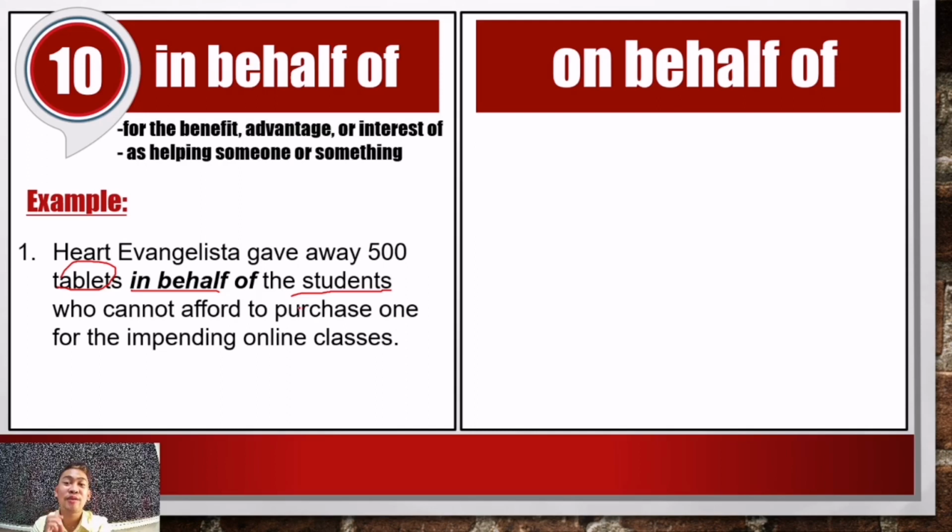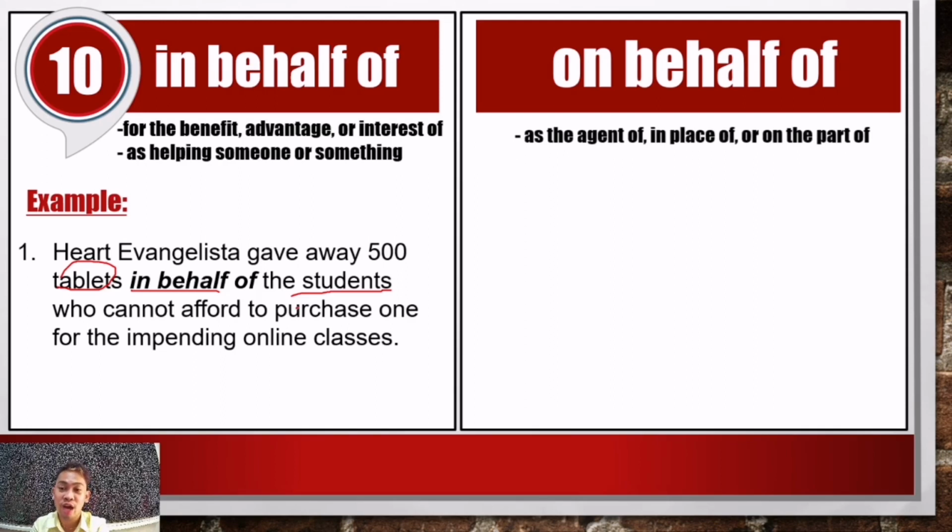Alright? So if you naman are given the chance or the immense opportunity to speak before someone who's absent, then you use on behalf of. So that would only mean that the word on behalf of or the preposition on behalf of means as the agent of or as a representative of, most especially someone who's not present. Now, it also means as representing someone or something.